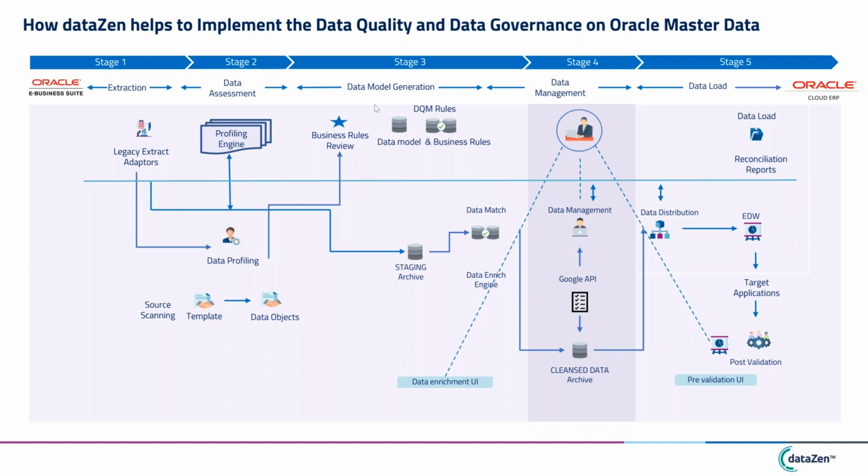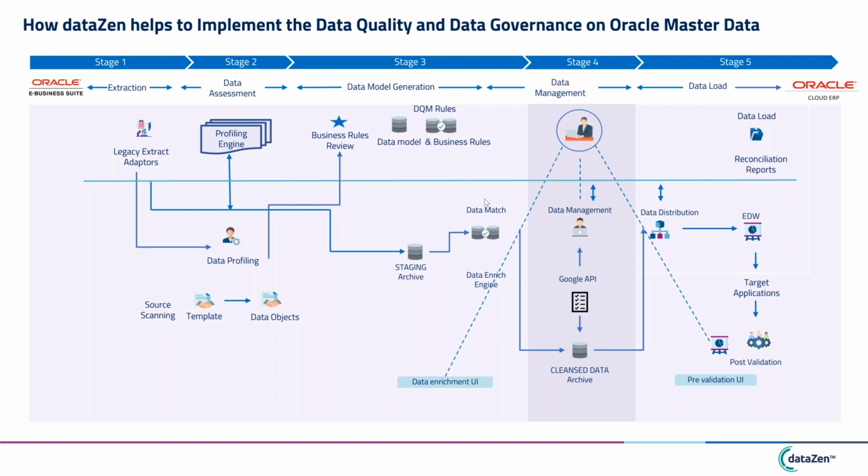The data model generation is the stage where you will have all your DQM rules combined with your data model and your business rules. These data models will have a business rules review, which is the reviewer. And also, the extracted records will be used for removing duplicates, which is consolidation in the data match. Once we identify the data match in stage 3, we will process it to stage 4, which is data management.